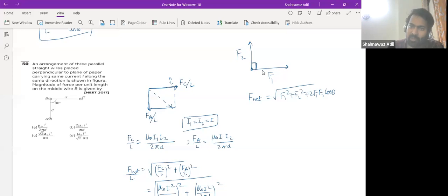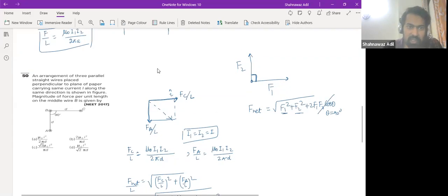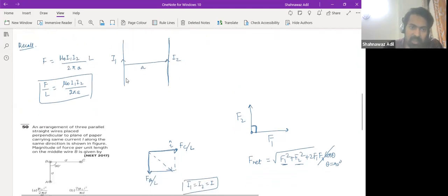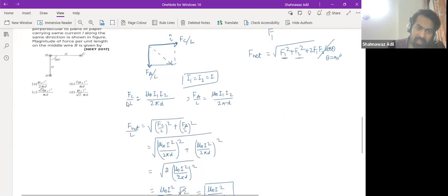We already know how much is that angle. Theta is 90. So this will be F1 square plus F2 square, right? We know from our result what is the force per unit length between the two parallel wires. This we know already, so we have used that thing. We calculated FC, right? Which is mu naught I1 I2 by 2 pi t.